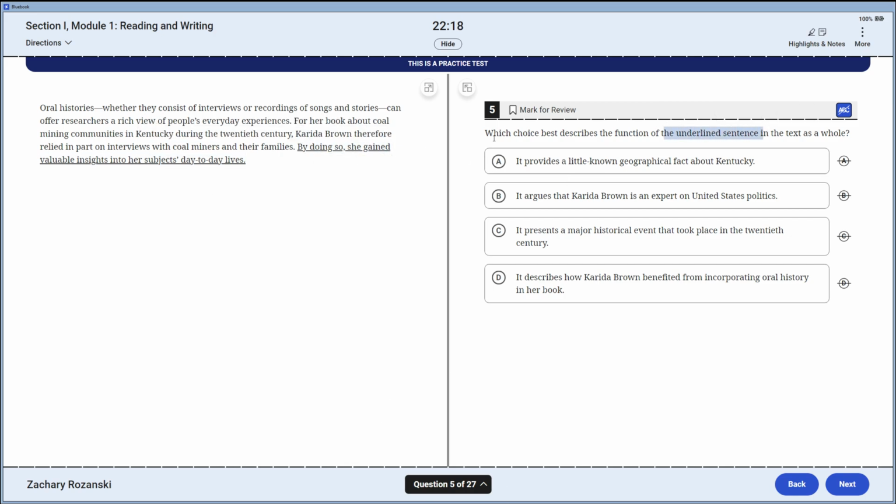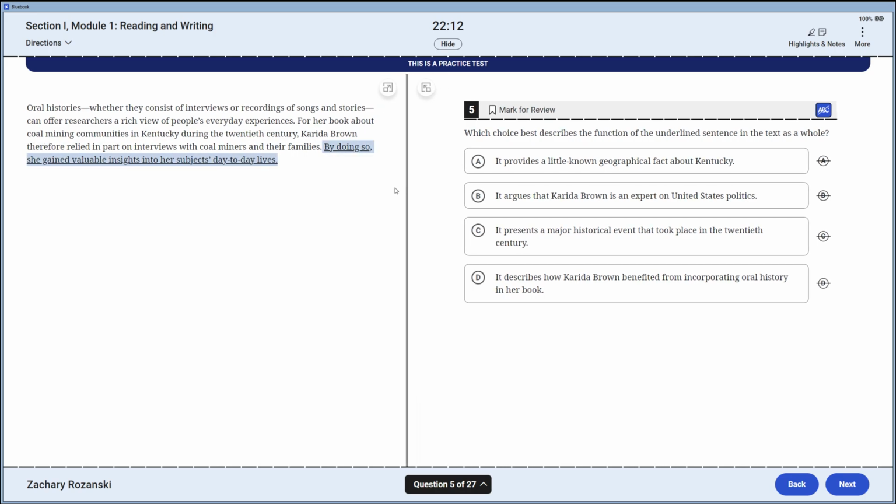We got a sentence underlined in the text as a whole. Let's first fight our fight on the underlined sentence. By doing so, she gained valuable insight into her subjects' day-to-day lives. By doing whatever, and I'm going to resist the temptation to look just yet. She gained valuable insights into her subjects' day-to-day lives. Right? She did something, and she knew a lot about the people she interviewed, or whatever.